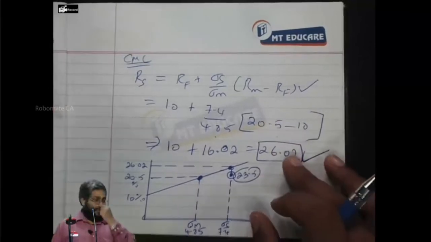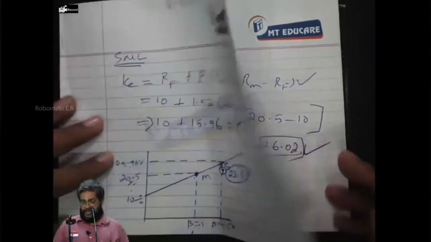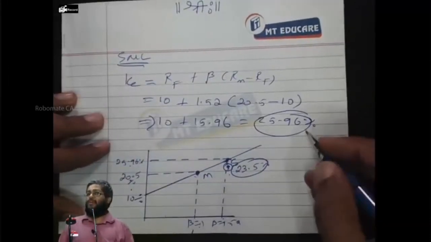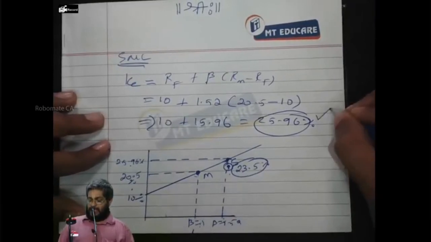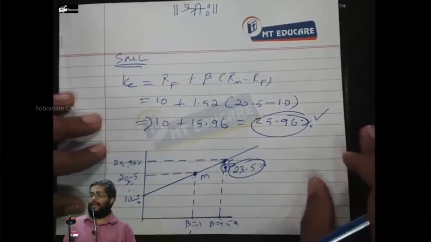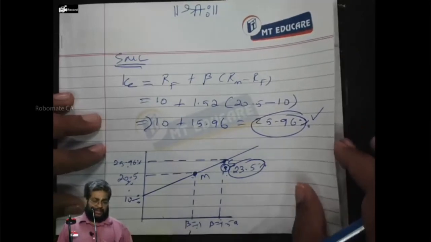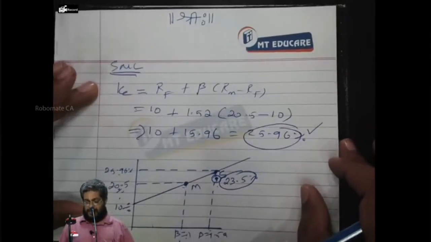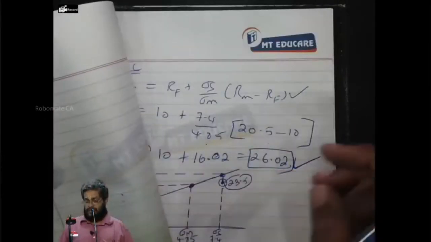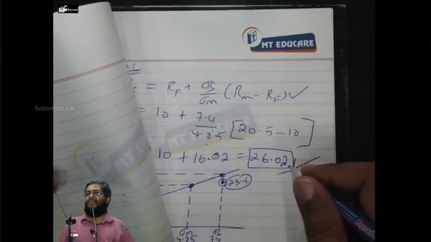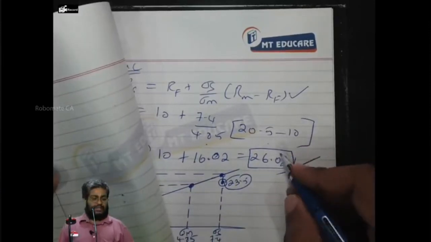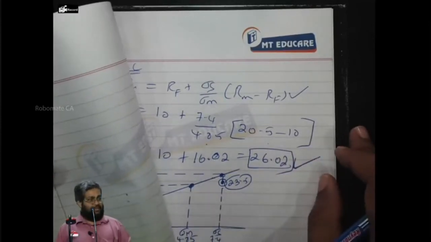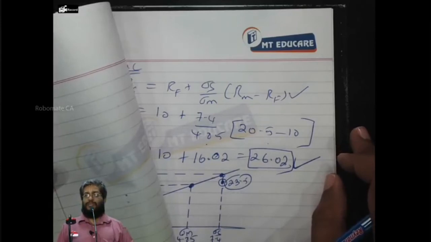So now, last point. Point number 3. In SML, we want only 25.96% from the share. But in CML, we ask 26.02%.